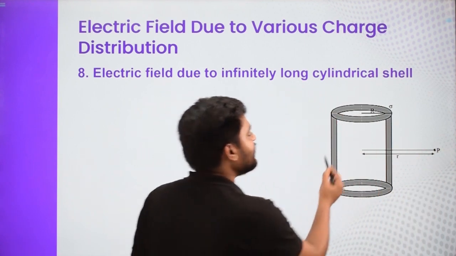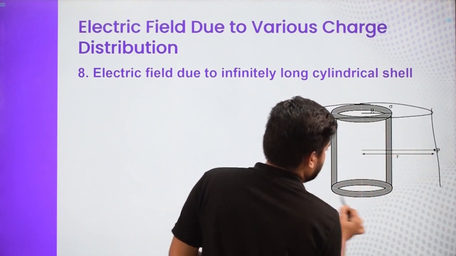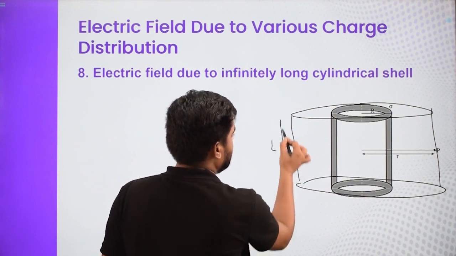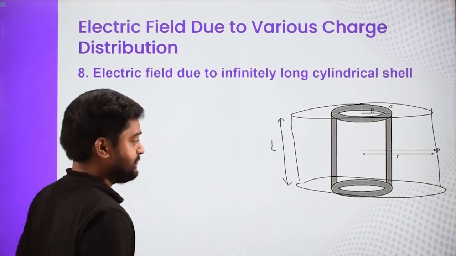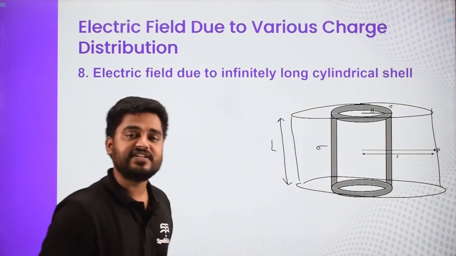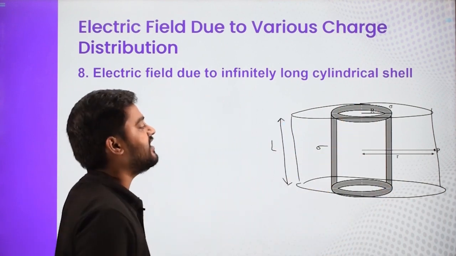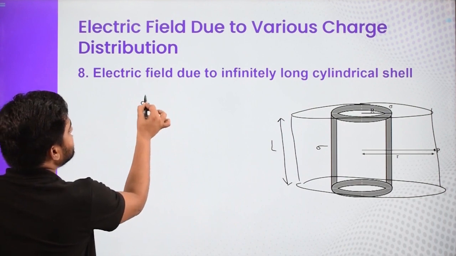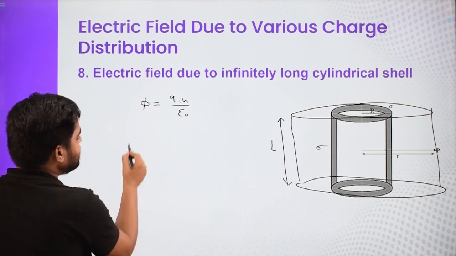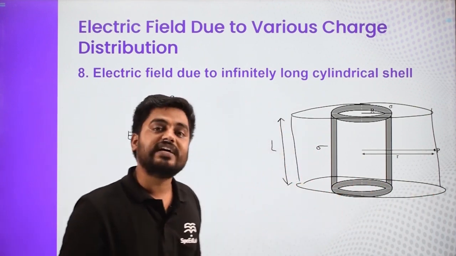cylindrical shell. Here also I am going to assume the Gaussian surface to be a cylindrical surface of length L. Let sigma be the surface charge density of this cylinder. Now I have to again apply Gauss's law. So flux is equal to Q in by epsilon naught. What is the flux? Again E into the surface area of our Gaussian surface.